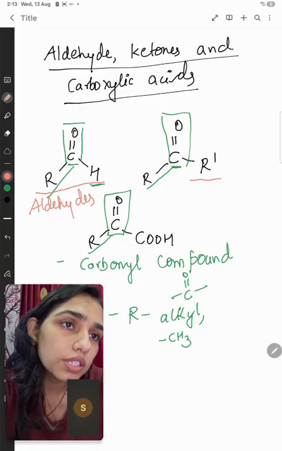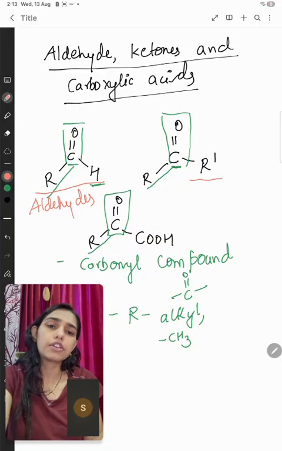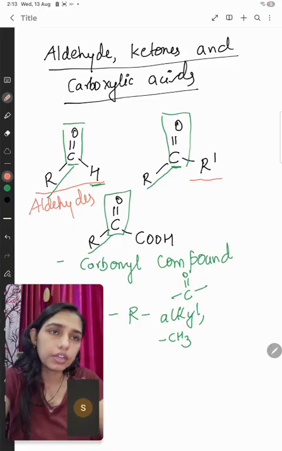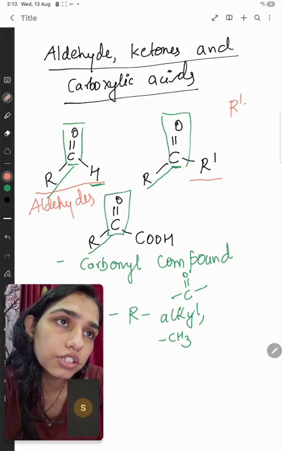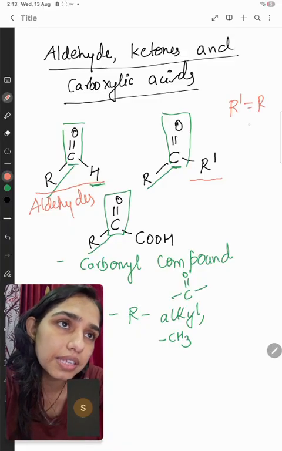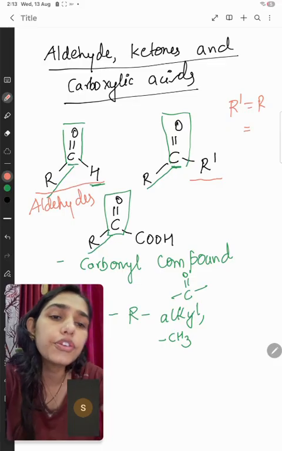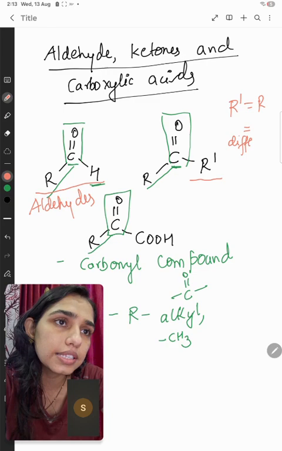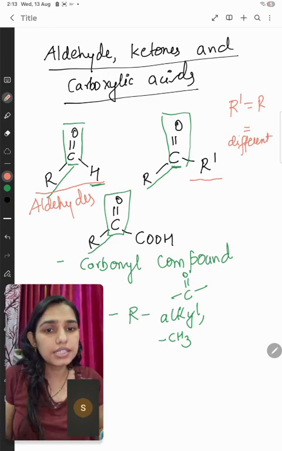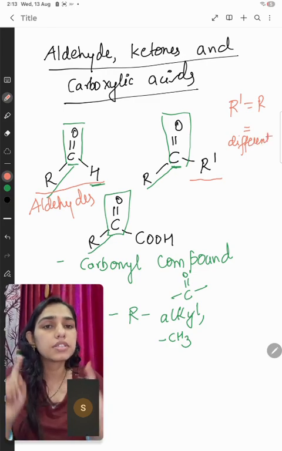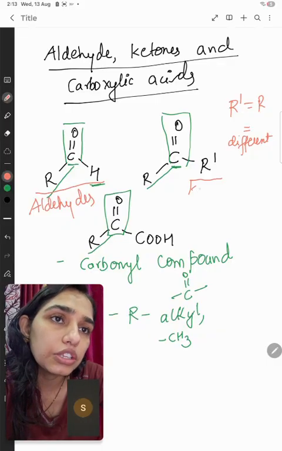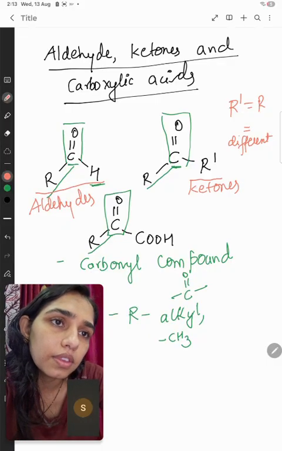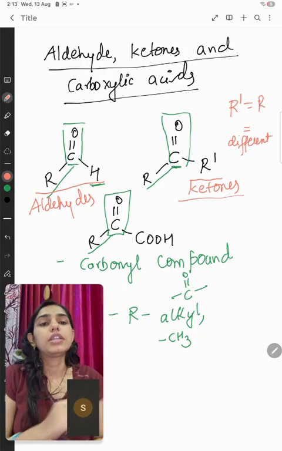Whenever the fourth position is being satisfied by another alkyl group, it can be the same or it can be different. R dash can be similar to R, or it can be a different group. So in such cases, when both the sites are occupied by alkyl groups, such compounds are called ketones.